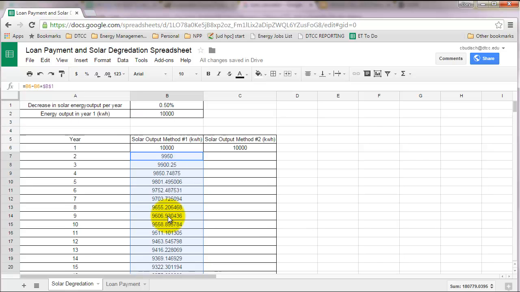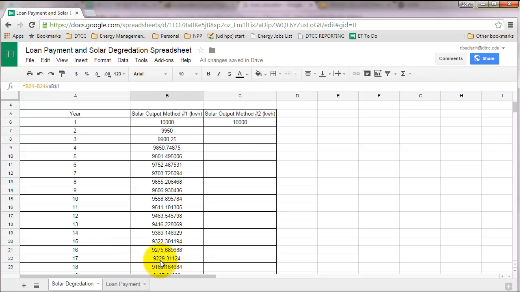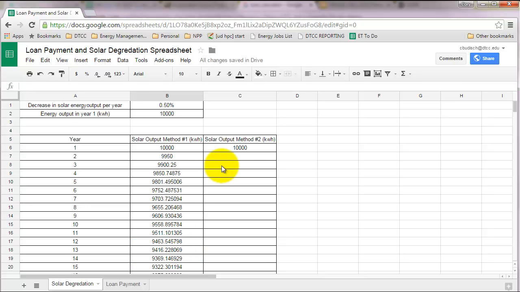So that's one way to do it, but I couldn't use this formula if I wanted to just calculate year 19 or year 20, because it depends on the one before it. You can see that this calculation depends on B24, which is the one before it. So a more generalized formula is to do this in a more generalized way.